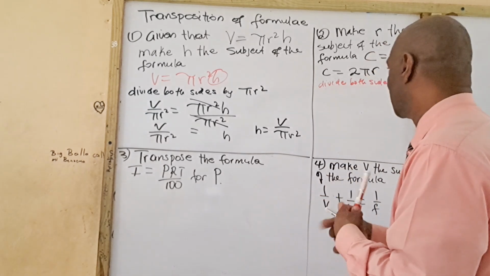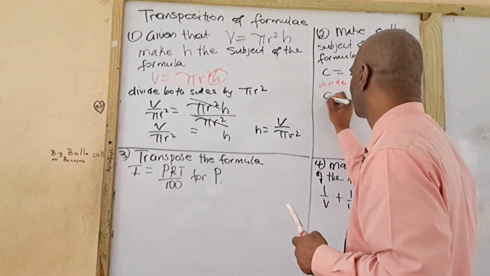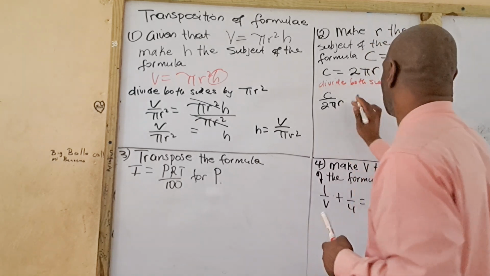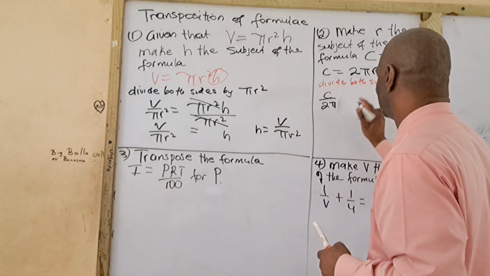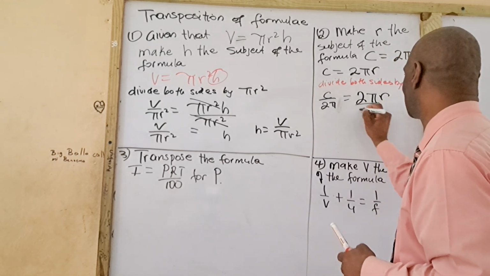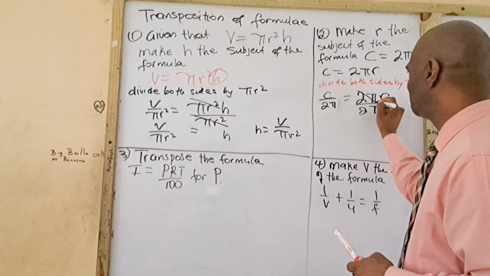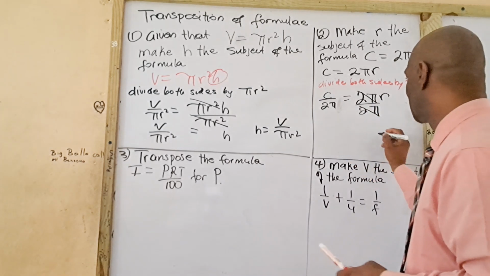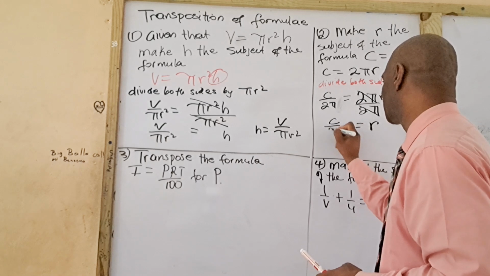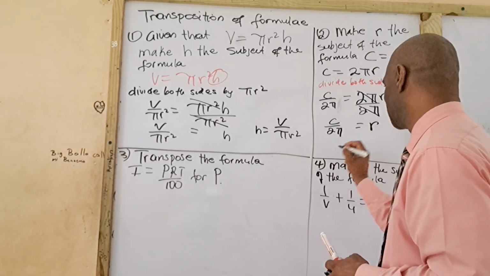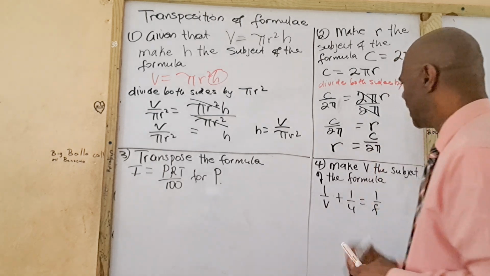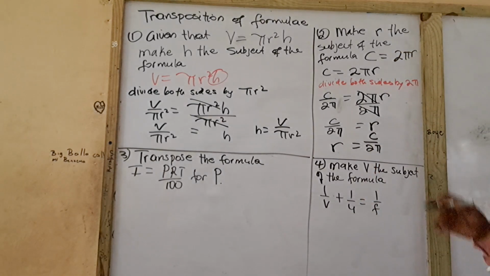And so we'll get what? So c over 2 pi equals 2 pi r divided by 2 pi. The 2 pi's cancel each other, so we are left with r equals c over 2 pi. You can rewrite that as r equals c over 2 pi. Alright? So there we have that.